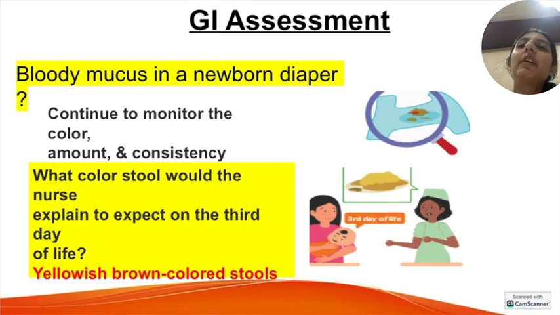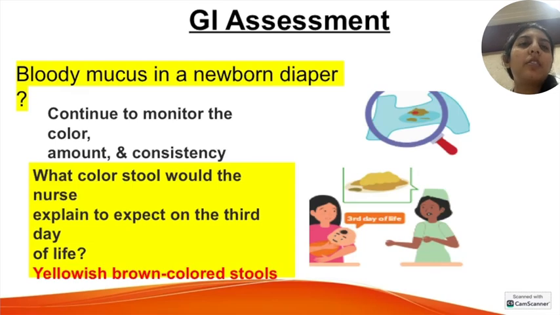Then if it continues, it means that something is very wrong, like gastritis, constipation, or another GI disorder or problem, so immediately inform the HCP. By the third day of life, a yellowish-brown color is okay.